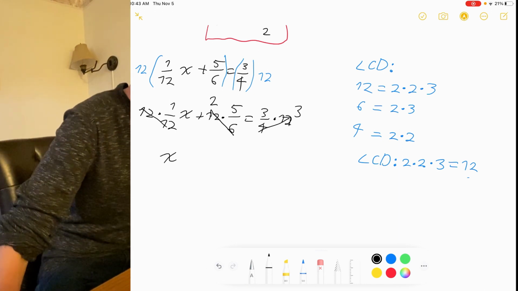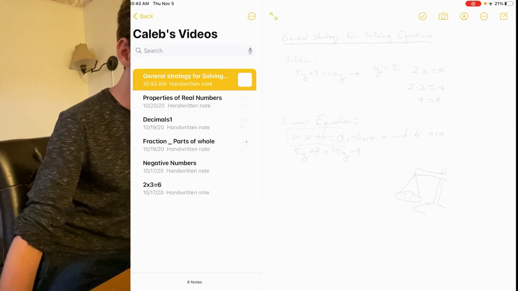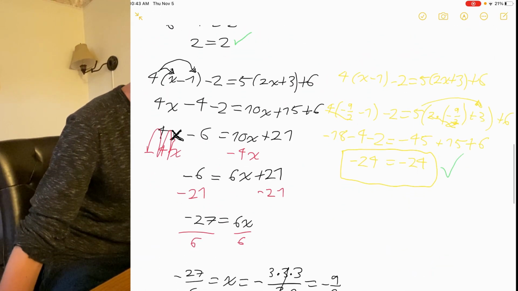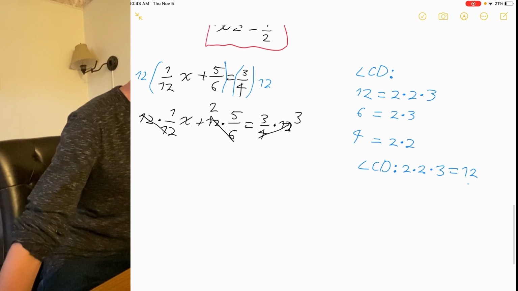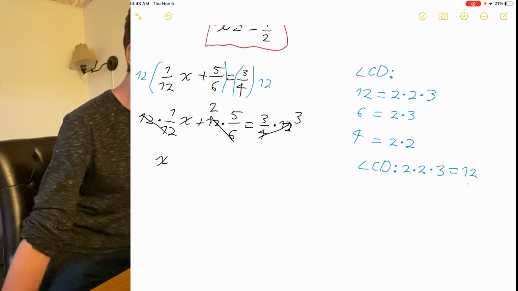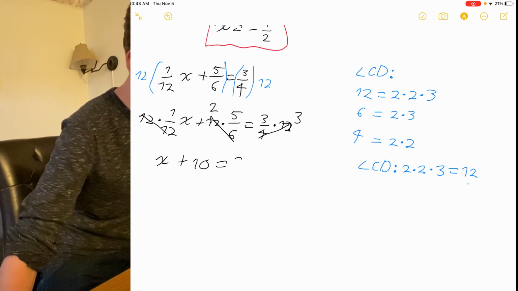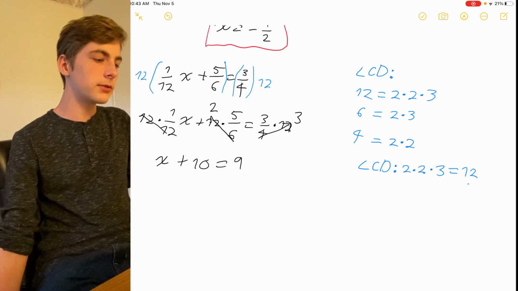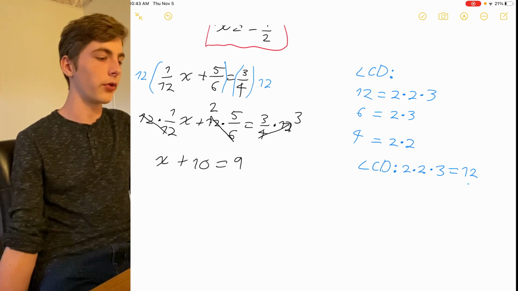So what we're going to get is just 1x plus, oops, my bad. Let's get back to where we were. Okay, so we're going to have 1x plus 2 times 5 is 10. And then that's going to equal 3 times 3, which is 9. And so now this has become a much simpler equation to solve. In fact, it's really easy at this point.